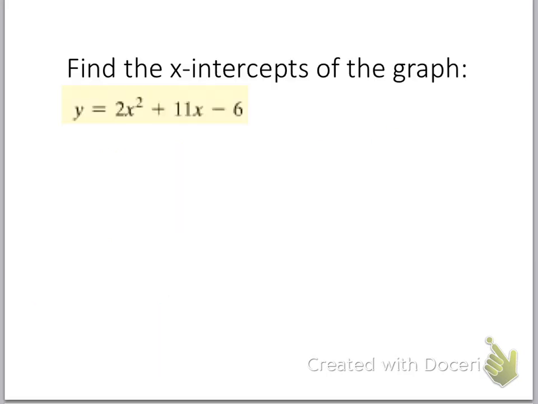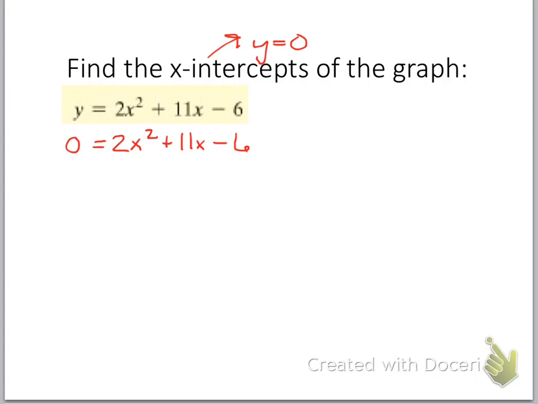Let's try one more. Find the x-intercepts of the graph y equals 2x squared plus 11x minus 6. So again, in order to find an x-intercept, the y has to be 0. So instead of y, I'm going to plug in a 0. And now all I have to do is solve for x. I'm going to make sure it's equal to 0. Look for a GCF. Take a look to see if there's a pattern.